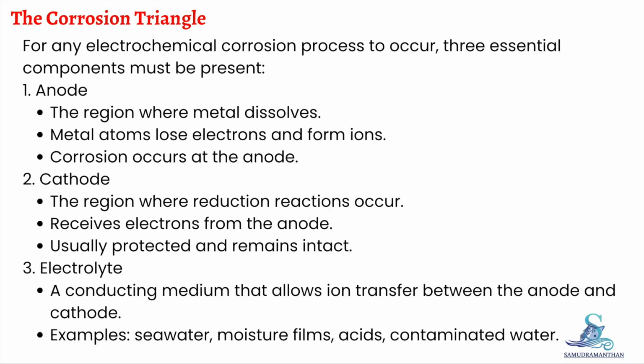Second is the cathode. This is the region where reduction reactions occur. The cathode receives electrons from the anode and is usually protected from corrosion. Third is the electrolyte. This is the conducting medium that allows ion transfer between the anode and cathode. Examples include seawater, moisture films, acids, and contaminated water. Together, these three components form the corrosion triangle.